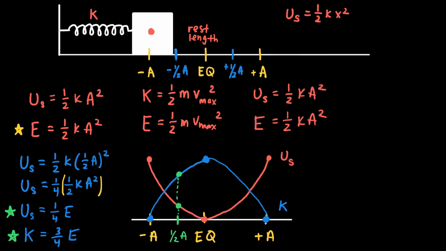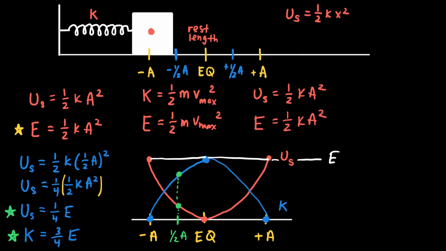If I wanted to draw a line that represented the total energy as a function of time, then it would probably look something like this, right? It would start here, and it would just be a horizontal line that continues on. And so perhaps that line represents the total energy, which would stay constant.